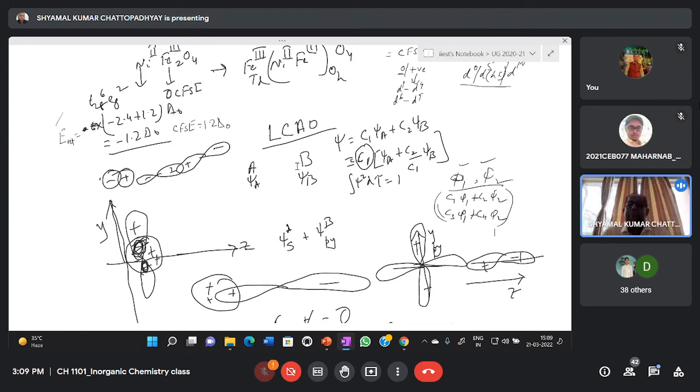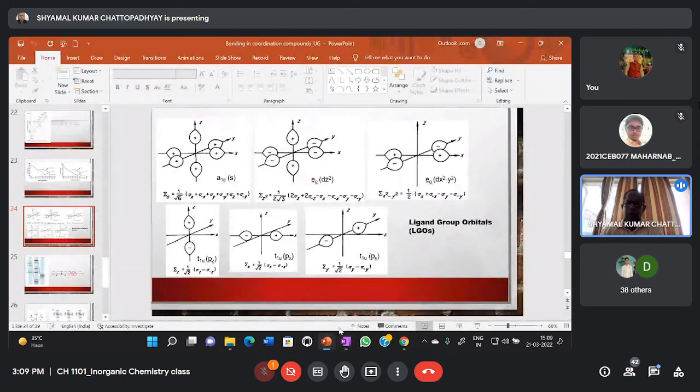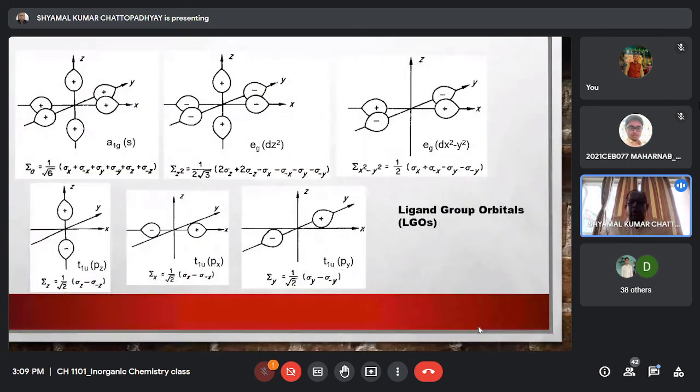they must also have proper symmetry, right? So you cannot expect to have overlap of a pz orbital with a px and py orbital, or overlap of a dx²-y² orbital with the dz² orbital of another atom. So you must have orbitals which have matching symmetry. With these three things in mind, we go to the molecular orbital theory of the metal complexes.